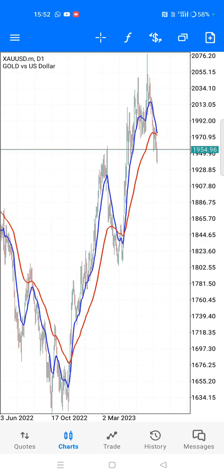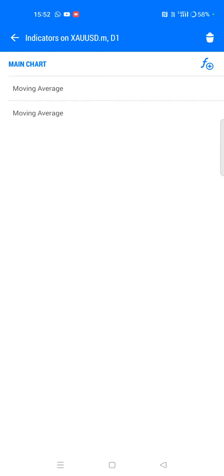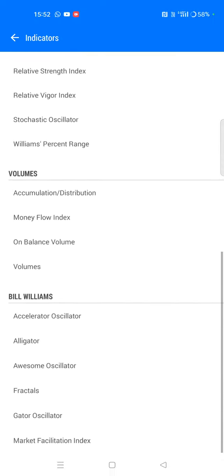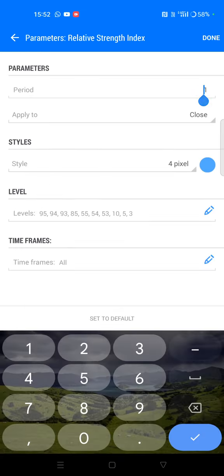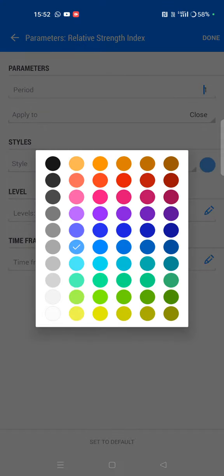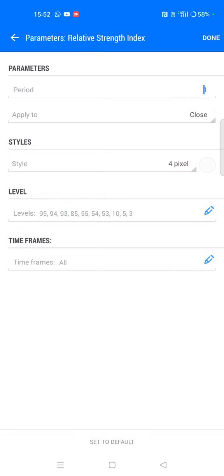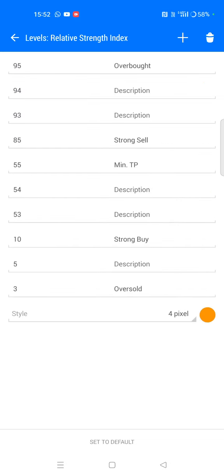The next indicator that you need to install, again, press the main chart. This time will be RSI, relative strength index. Okay, this is the period 1. Apply to close. Any color of your choice, doesn't matter because it's not going to be used. Then the levels. There are 10 levels.